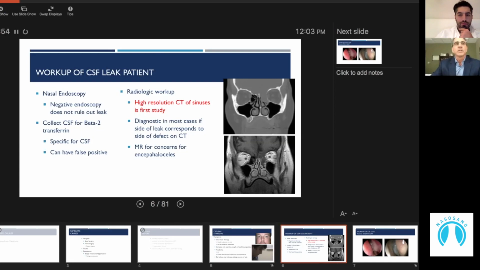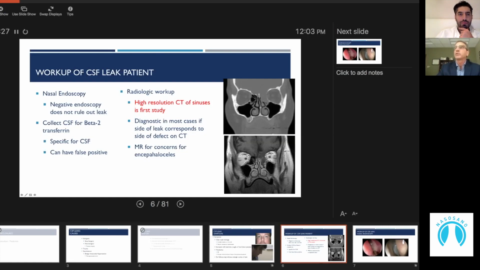Someone who's actively leaking, the most beneficial thing is to collect the fluid for beta-2 transferrin, which is what we primarily test in the United States. I know you can test beta-trace protein also. We don't have that capability except in research, so we do beta-2 transferrin, and it's highly specific, but it can have a false positive. So you need to be able to correlate that with the radiologic studies, which high-resolution CT is really the mainstay of workup of these patients.